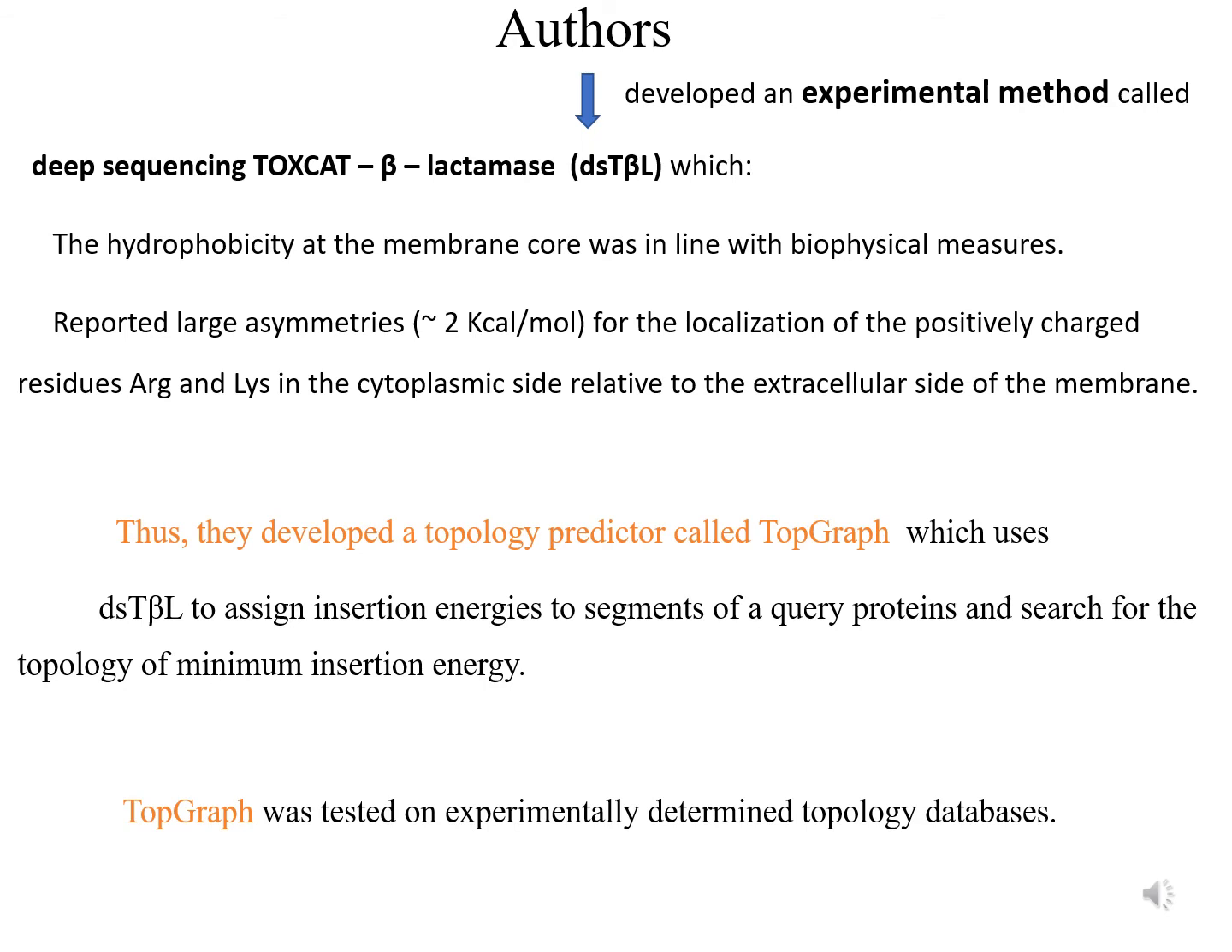Thus, they developed a topology predictor called TopGraph, which used deep sequencing TOXCAT-beta-lactamase to assign insertion energies to segments of acquired proteins and search for the topology of minimum insertion energy. In this way, TopGraph was tested on experimentally determined topology databases.